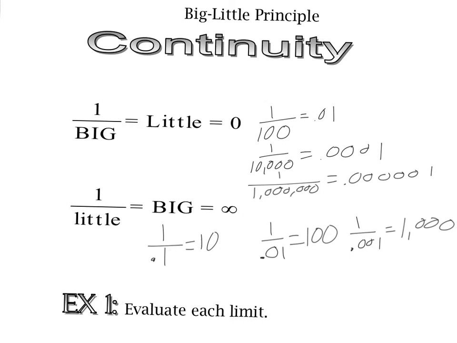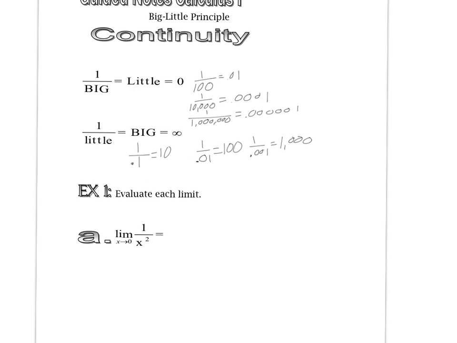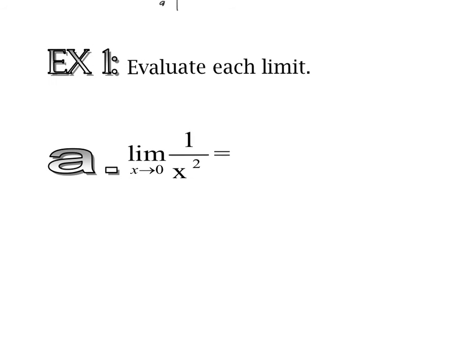So that's the basic concept. 1 over something big is going to approach 0. 1 over something small is going to approach infinity. That's really all there is to it. So let's take a look at this thing.